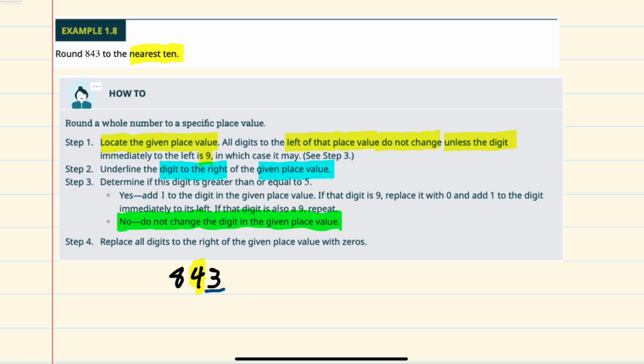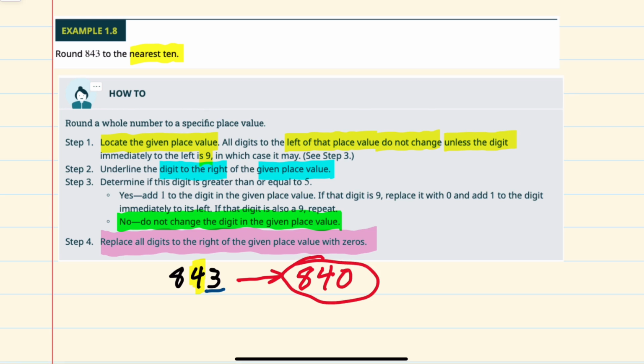So we're not going to change the 4, but in the next step, we are going to replace all of the digits to the right of the given place value with zeros. So I replace everything to the right of the 4 with zeros. So this number will be 8, 4, and then replacing all of the digits to the right of the 4 with 0, 840.